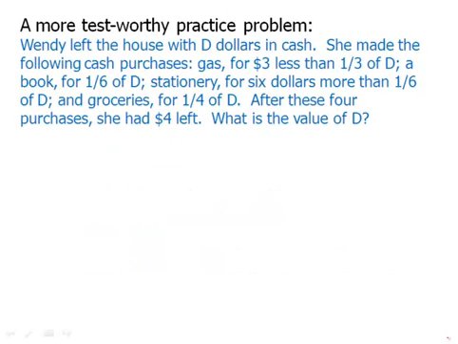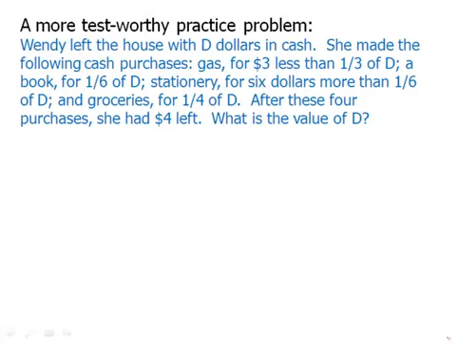Now, here's a word problem that is actually worthy of something you might see on the test. Pause the video, and then we'll talk about this. Okay, Wendy left the house with D dollars in cash. She made the following purchases: gas for $3 less than 1/3 of D, a book for 1/6 of D, stationery for $6 more than 1/6 of D, groceries for 1/4 of D. After these 4 purchases, she had $4 left. What is the value of D?